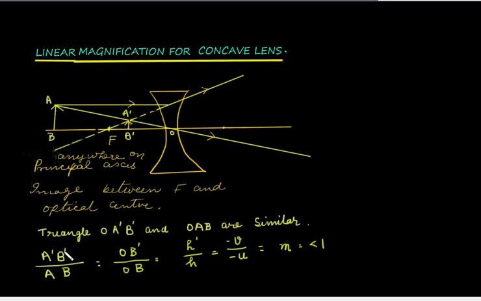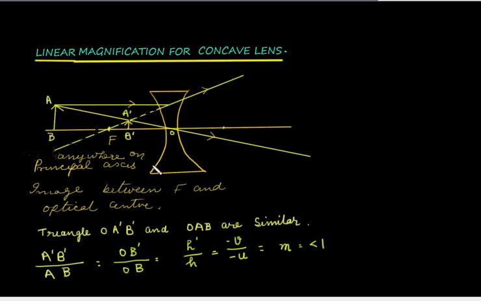So these quantities can be equated. A dash B dash by AB is equal to OB dash by OB. A dash B dash is height of the image. We have chosen the symbol H dash for that, and AB is the height of the object. We have chosen the symbol H.